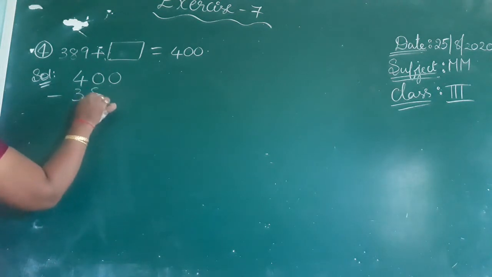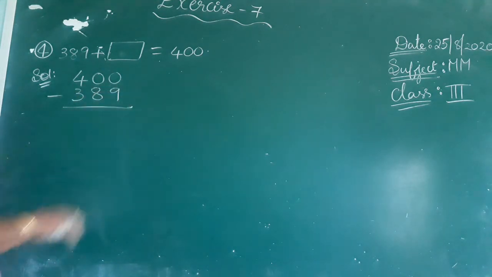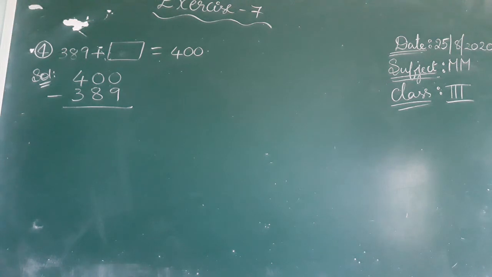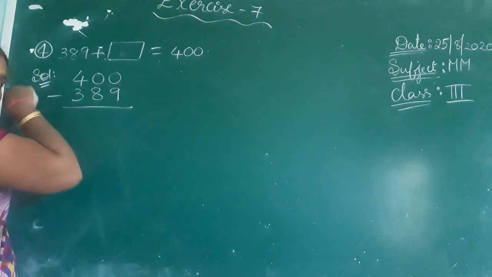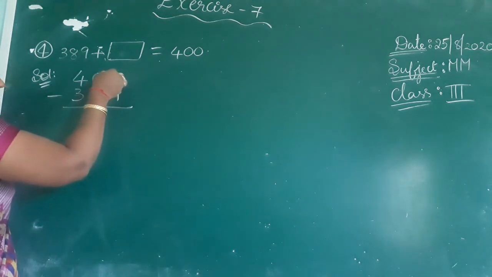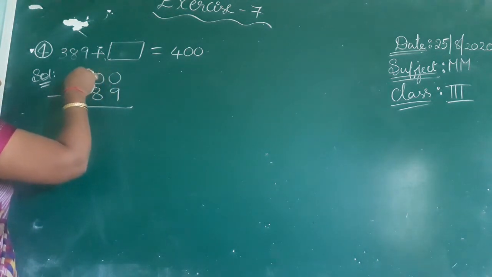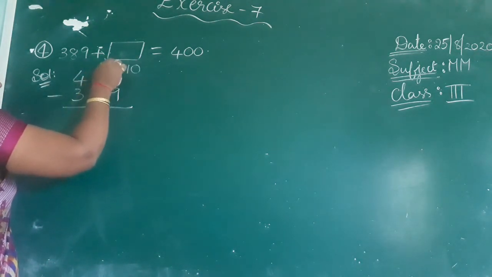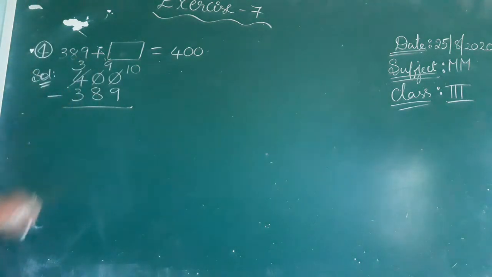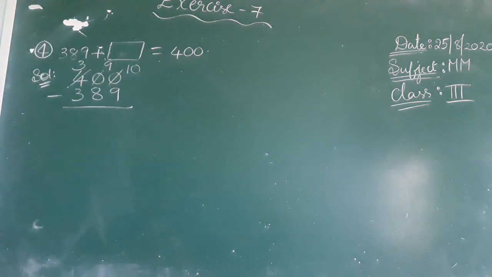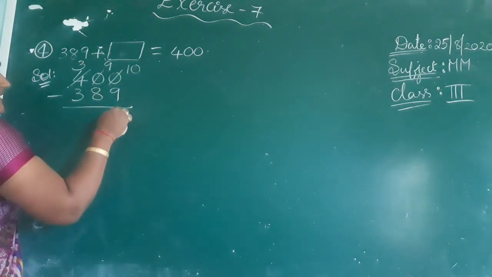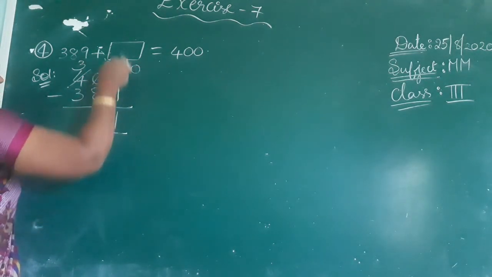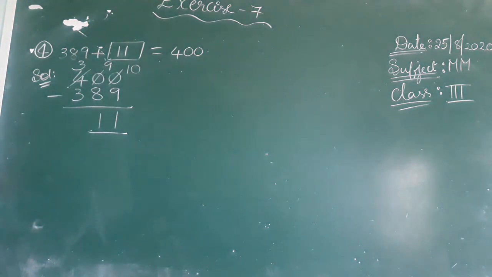So 400 minus 389. See this subtraction, 0 minus 9. Is it possible, ma'am? No. So borrow. How you will borrow? Before number also 0. So let it be. If it is 10, the before number becomes 9. So you have to borrow from this number. So now 0 plus 10, before number becomes 9 and the before number becomes 3. 10 minus 9, 1. 9 minus 8, 1. 4 minus 1, 3. So answer is 11. Next one. Fifth one.